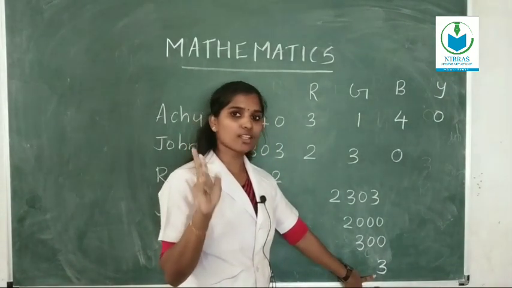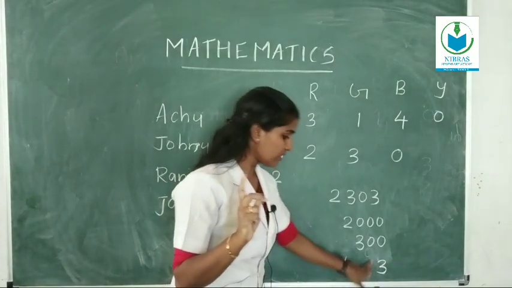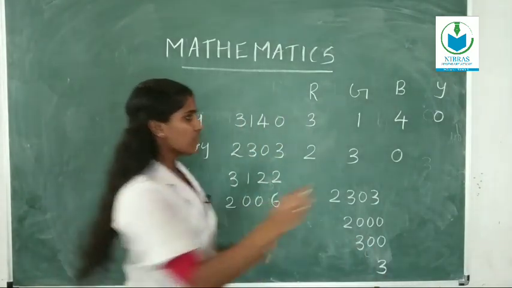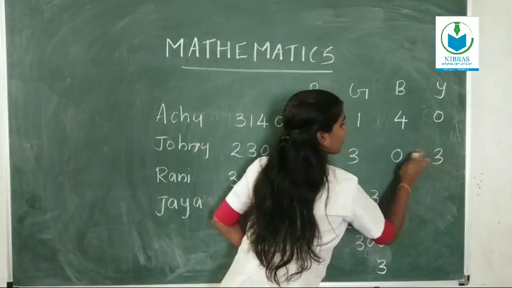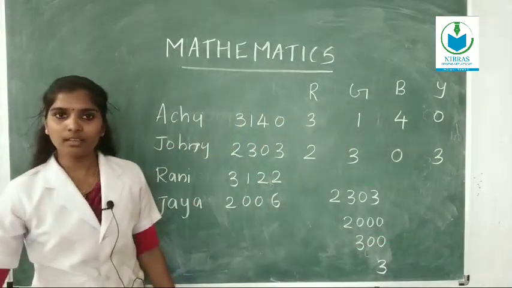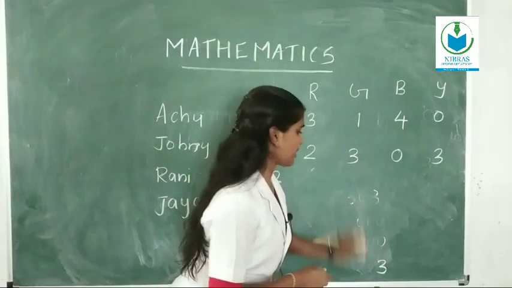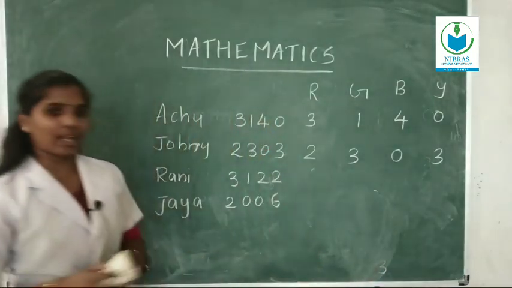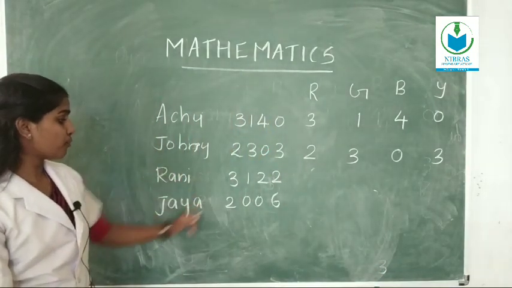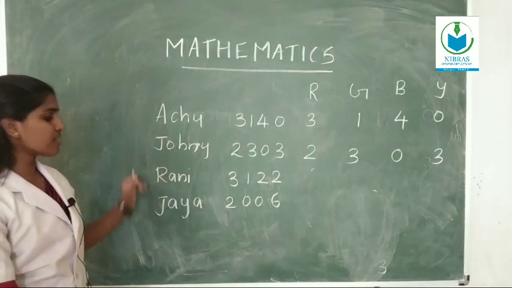Then 2 yellow cards is equal to 2. Then 3 yellow cards is equal to 3. So, here 3 yellow cards. Okay, clear? Okay. Next, calculate the number of points Rani and Jaya got.